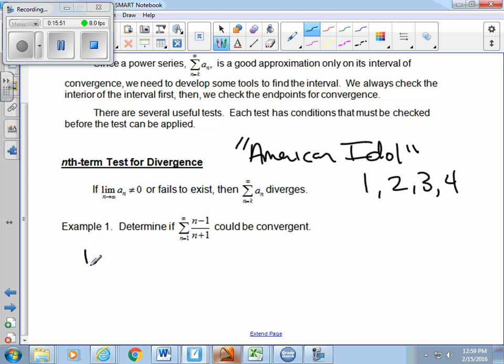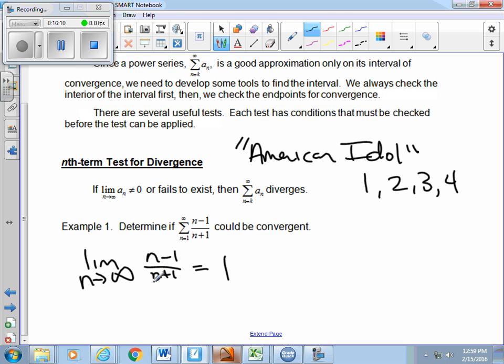What is the limit as n approaches infinity of n minus 1 over n plus 1? There is one. There is a limit. 1 by 1.